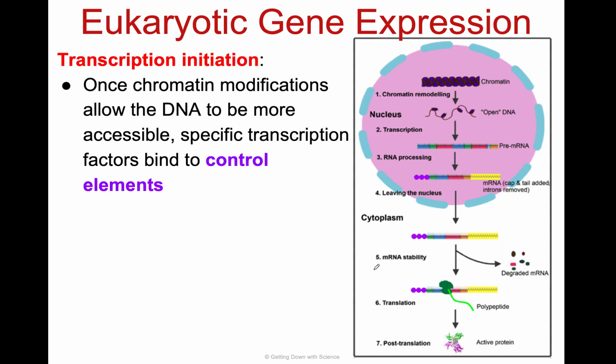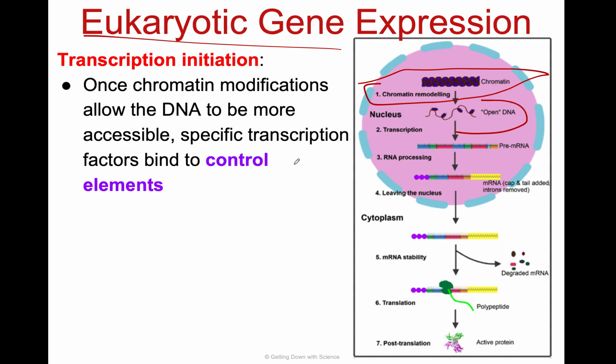Transcription initiation. Once chromatin modifications allow the DNA to be more accessible, specific transcription factors can bind. Remember, this is just going over the different ways that genes can be expressed and regulated. One is being able to coil and supercoil the chromatin, right? Open DNA, that sort of thing.